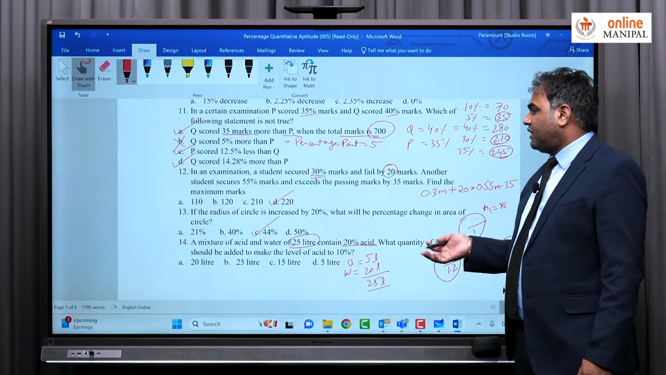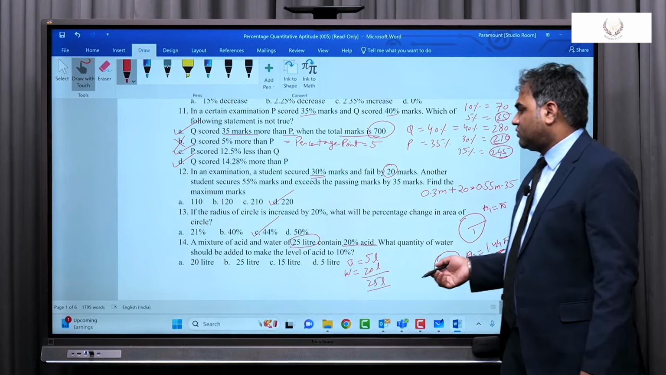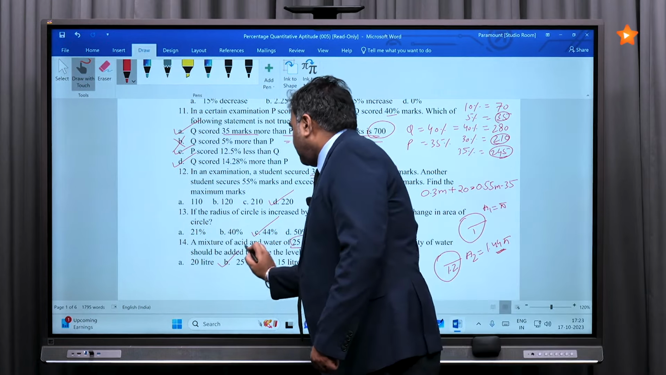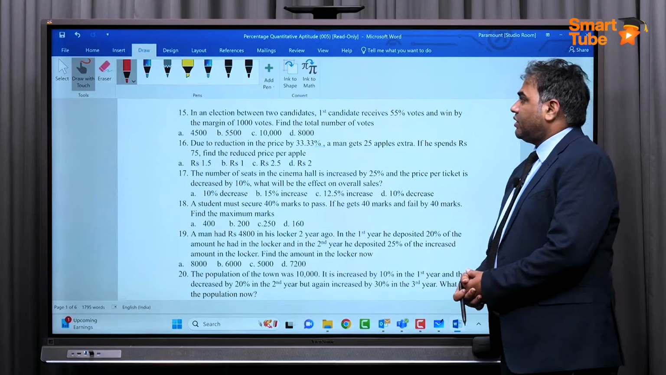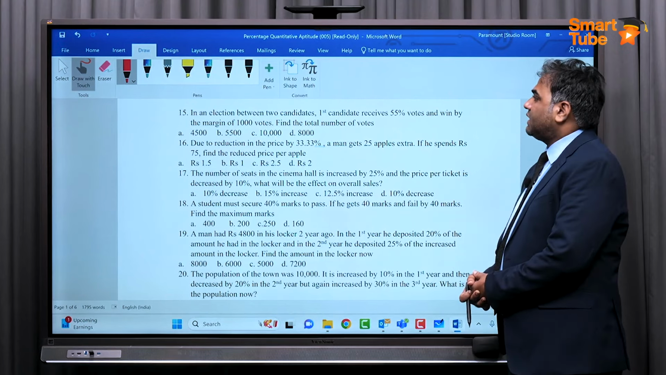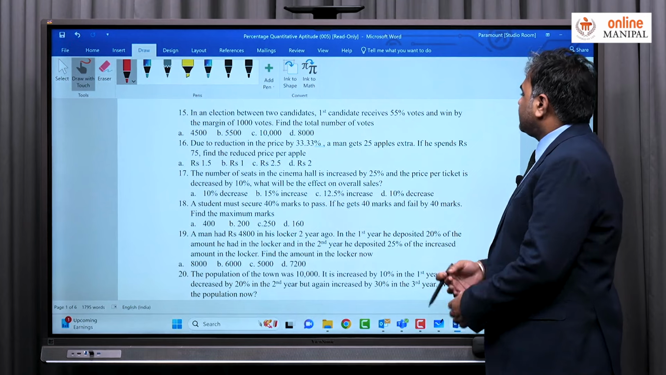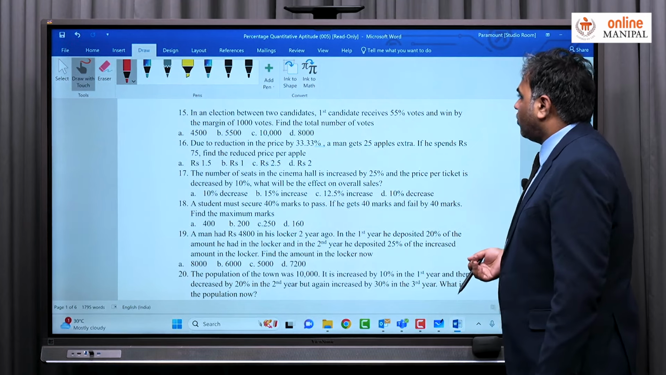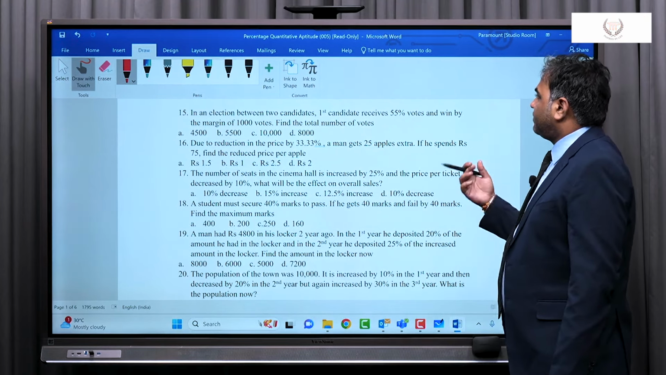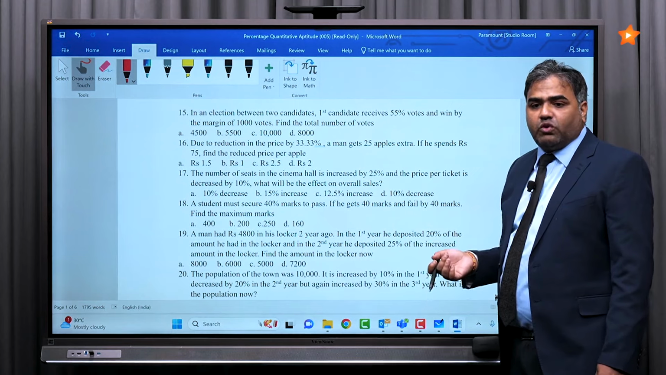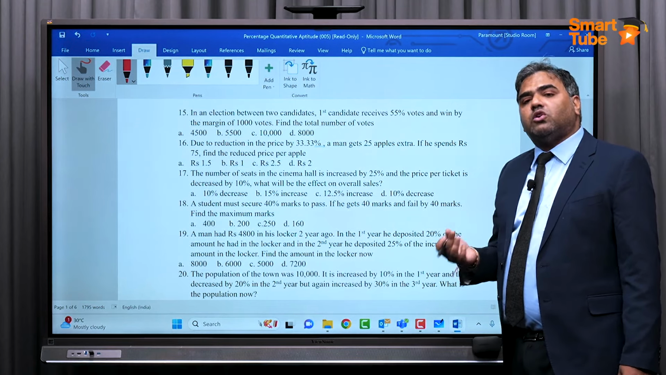So far we have done 14 questions and the answer for this would be 25 liter. Clear? So in question number 15, what is given is that in an election between two candidates, the first candidate received 55% vote. If the first candidate got 55% vote, then definitely the loser got how much?